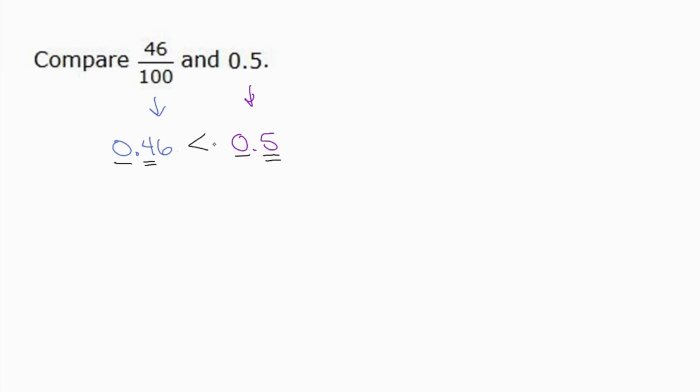Now, before we circle anything and call it a day, we want to turn these numbers back into their original form. So I'm not going to leave 46 hundredths as a decimal. I'm going to write it out as 46 hundredths, the fraction. 46 hundredths, the fraction, is going to be less than 5 tenths.